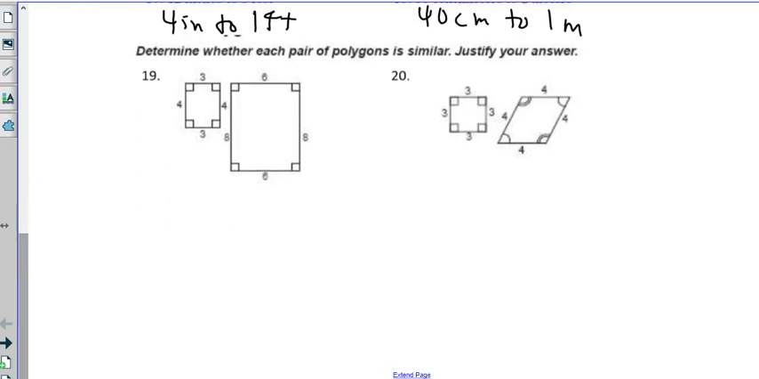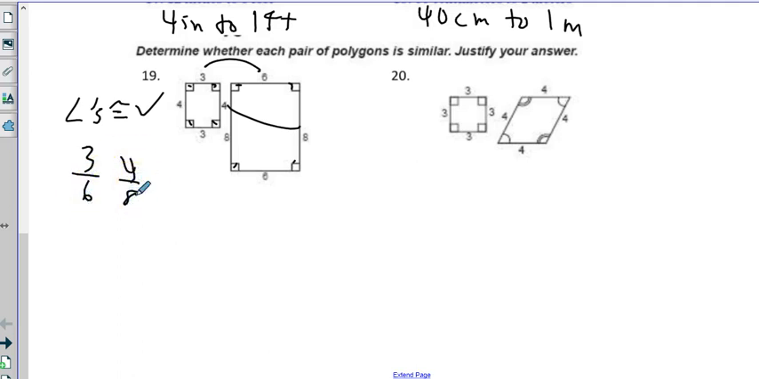All right, determine if these are similar. Well, all the angles are 90, so angles congruent, check. Now we just got to see 3 to 6 and 4 to 8. Hopefully you can see that without checking it, that they're both double, but if you want to do the work, that's 0.5 as a decimal, 0.5 as a decimal, so the answer is yes. Sides are proportional, angles are equal.